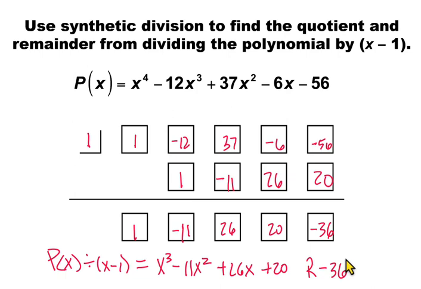From the remainder theorem, we know that this term, this remainder of negative 36, is the same as p of x for x equals 1.